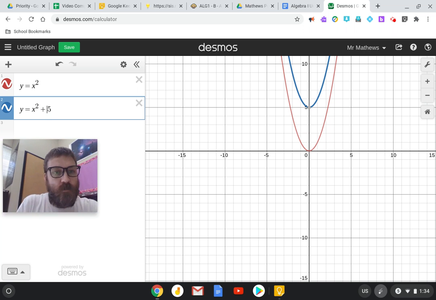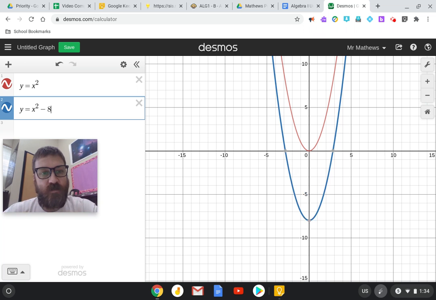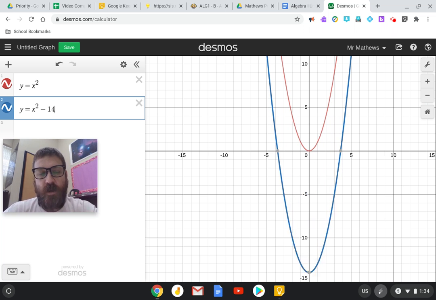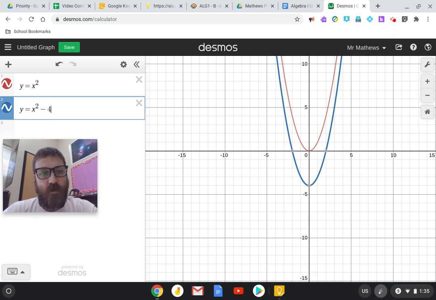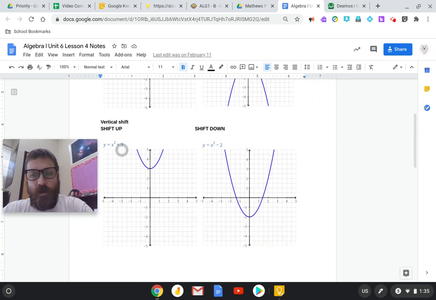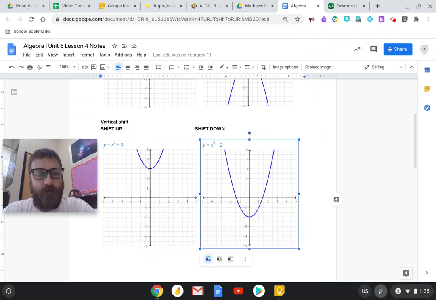Now you can probably guess what's going to happen if I do minus 5, for instance, or minus 8, or minus 12, or minus 3, minus 4. In all of those cases, the graph is being shifted down from the red graph to the blue graph. It's being shifted down this many units. And that's what you're going to see down here. We have a shift up and a shift down here and here.